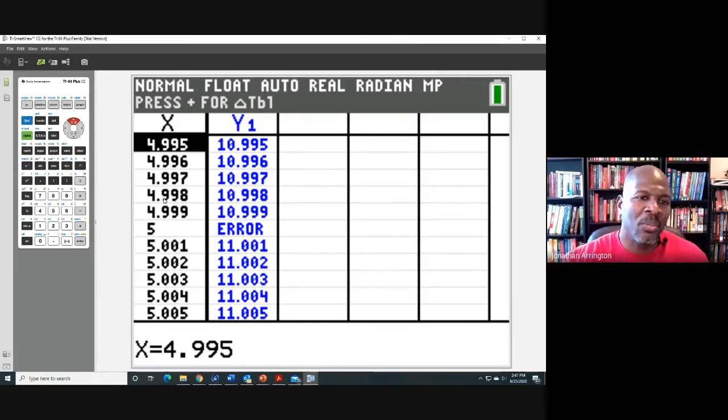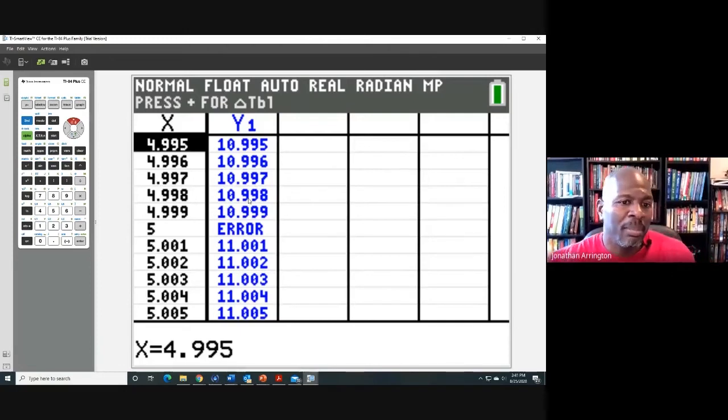I want to look at the y values. And the y values, as I make this journey to 5, I want to see if they appear to be getting arbitrarily close to a finite number. And I get 10.995, and then 10.996, and then 10.997. And it keeps going. Then I get 10.999. And if you look at that, these numbers are extremely close to 11.